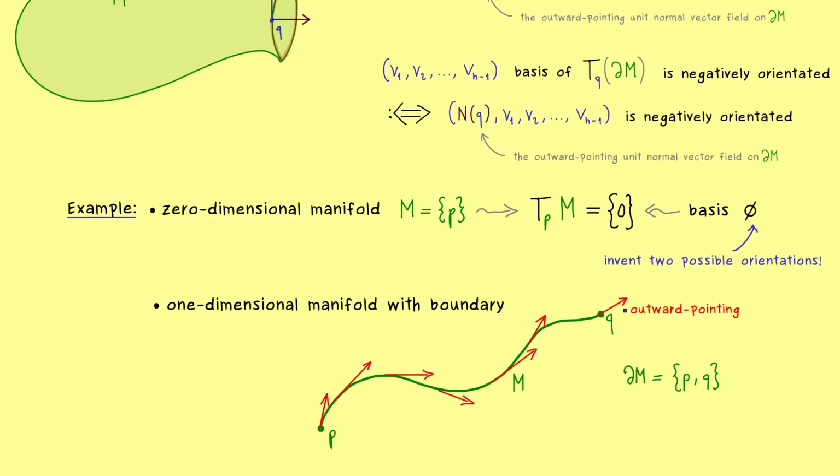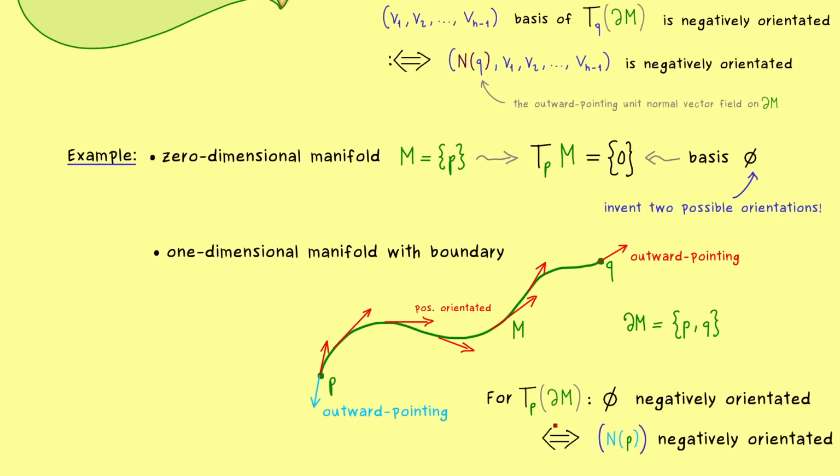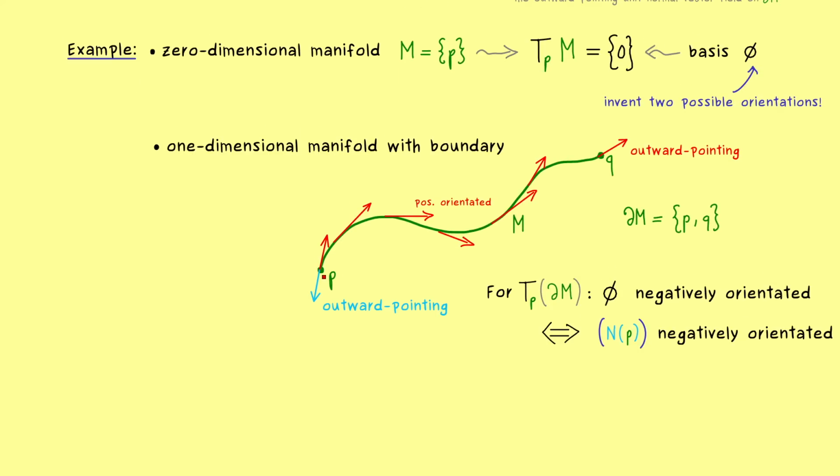Then on the point Q here, we have the outward pointing normal vector there, but on the point P, we have to flip it. And this immediately tells us something about the orientation at the boundary, if you recall what we have discussed before. So for T_p ∂M, we have the empty set as a basis, but this one is negatively orientated if and only if the outward pointing vector is negatively orientated. So you see, this is simply the definition extended to the zero-dimensional case as well. And then the result is that we have the negative orientation at our point P.